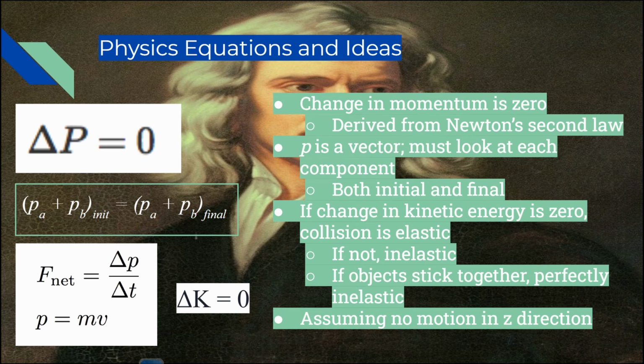Alright, now let's go over some physics equations and ideas. Firstly, in collisions, the change in total momentum is zero. So we will look at the momentum of the first object and the momentum of the second object initially, and that should be equal to the momentum of the first object and the second object final. We'll be using the momentum principle right there, and so the change in momentum is zero, derived from Newton's second law.